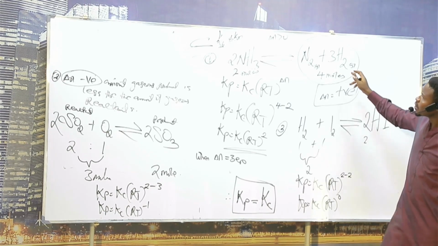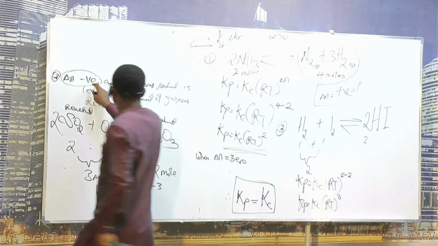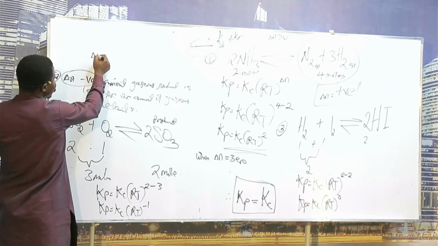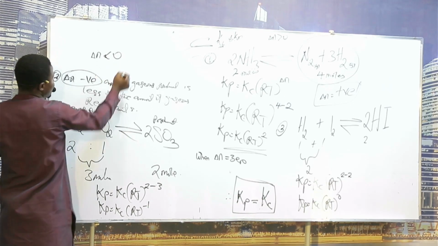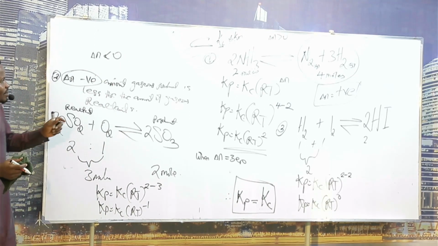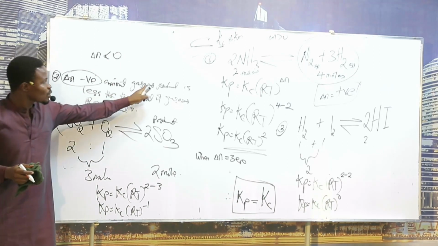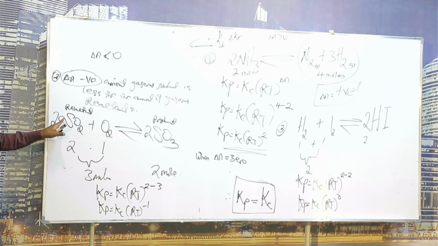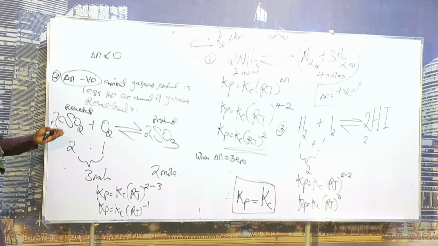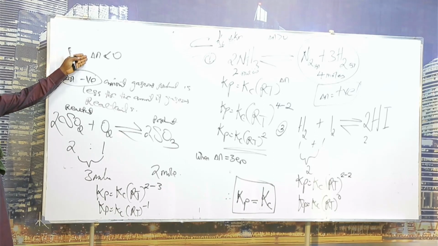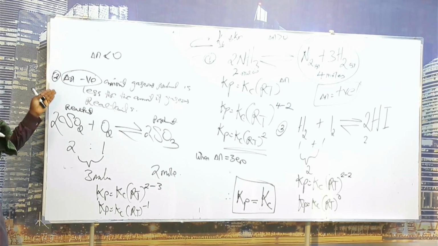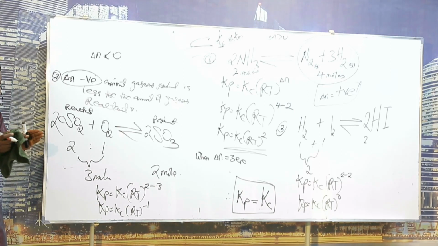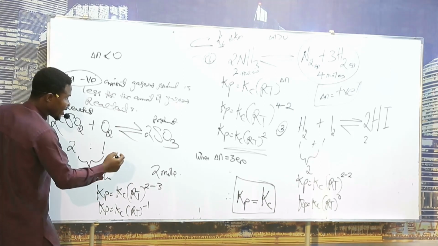Now, when will change in n be less than 0? When the amount of gaseous product is less than the gaseous reactant. What will happen to the change in the number of moles? The change in the number of moles will be negative. When it is negative, that means it is less than 0.